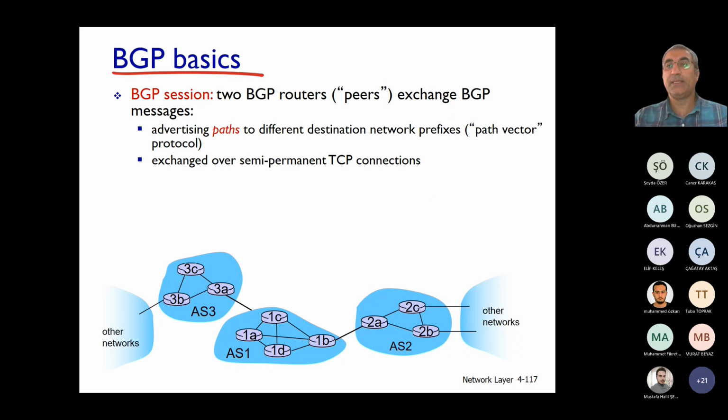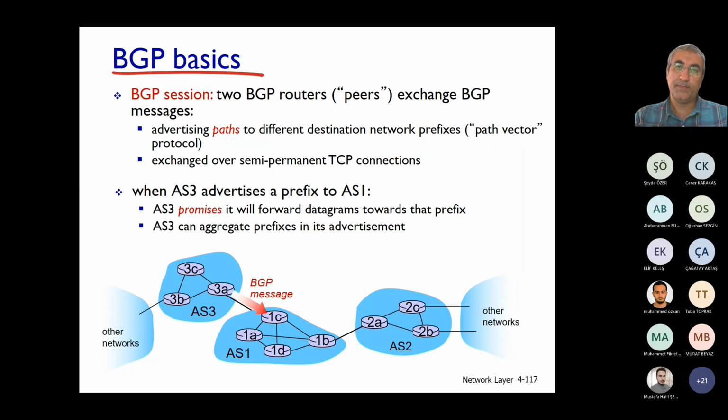Let's look at the BGP basics session. Two BGP routers exchange BGP messages, of course, advertising paths to different destination network prefixes, exchanged over a semi-permanent TCP connection. So when AS3, for instance, advertises a prefix to AS1, AS3 promises it will forward datagrams towards that prefix. AS3 can aggregate prefixes in its advertisements.